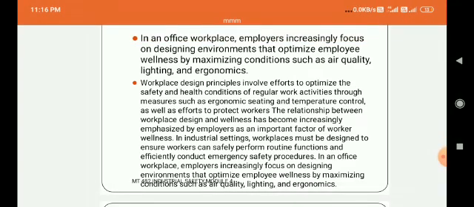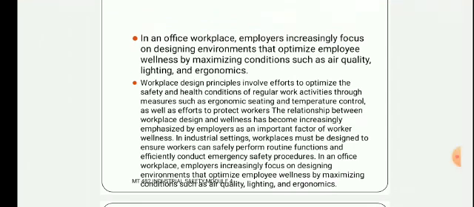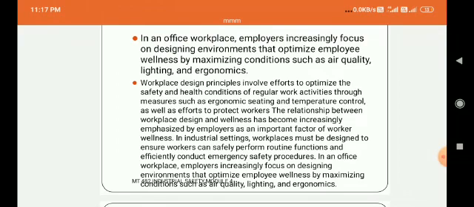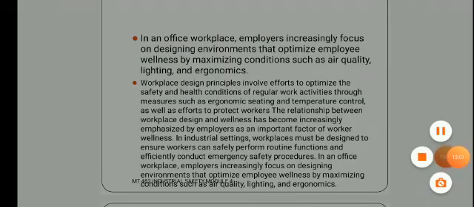Workplace design and wellness. In an industrial setting, the workplace must be designed to ensure workers can safely perform routine functions and efficiently conduct emergency safety procedures. In an office workplace, employees increasingly focus on designing environments that optimize employee wellness by maximizing conditions such as air quality, lighting, and ergonomics. So these are the things that we discussed in the concept of workplace design.